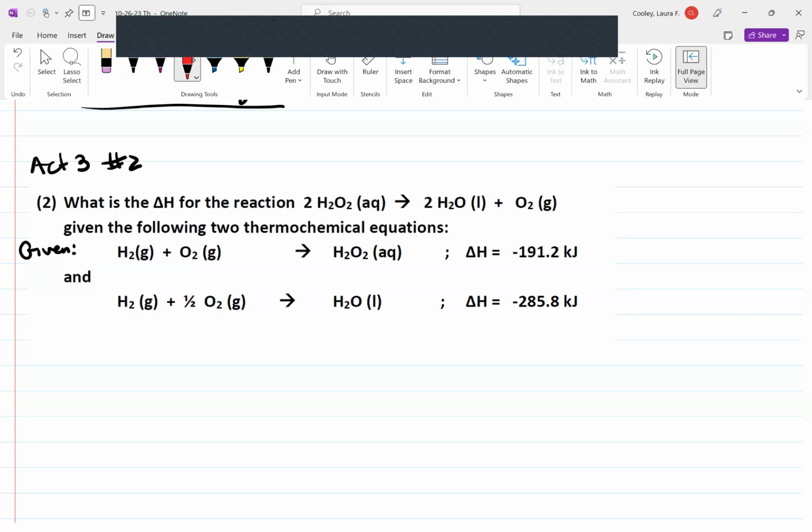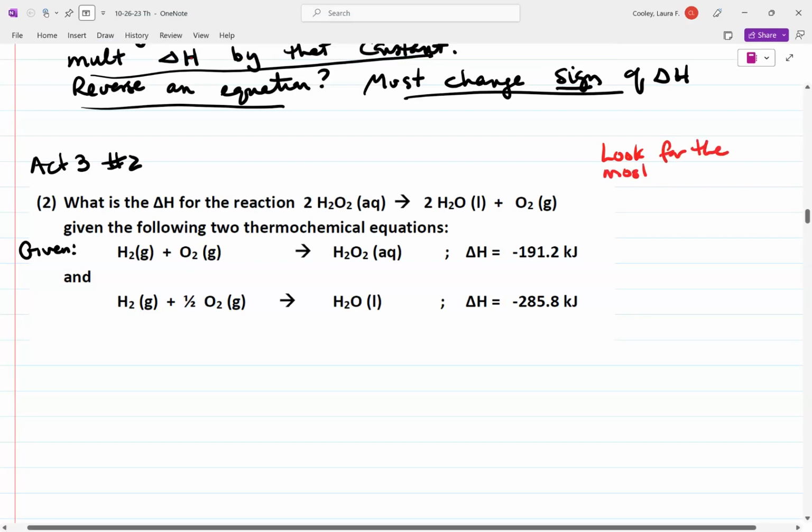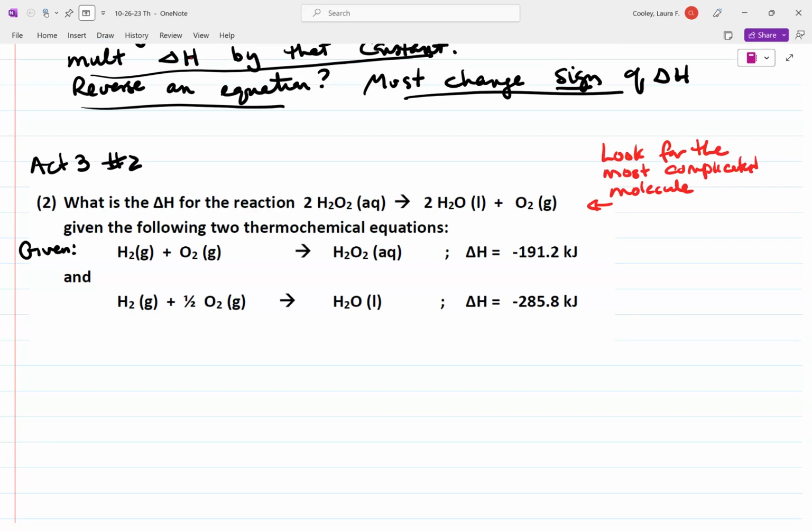I'm going to give you something that you should always do. What you should always do is look for the most complicated molecule in this equation. So what's the most complicated molecule in that equation? H2O2. Most complicated structure, the most atoms. I'm not talking about the coefficients; that's not relevant. So what you need to do is look at the equations that you're given and figure out what you have to do to get the most complicated molecule on the correct side of the equation. Notice this is on the left side. Where is H2O2 in any of these equations? It's on the right. So what's the first thing I'm going to have to do?